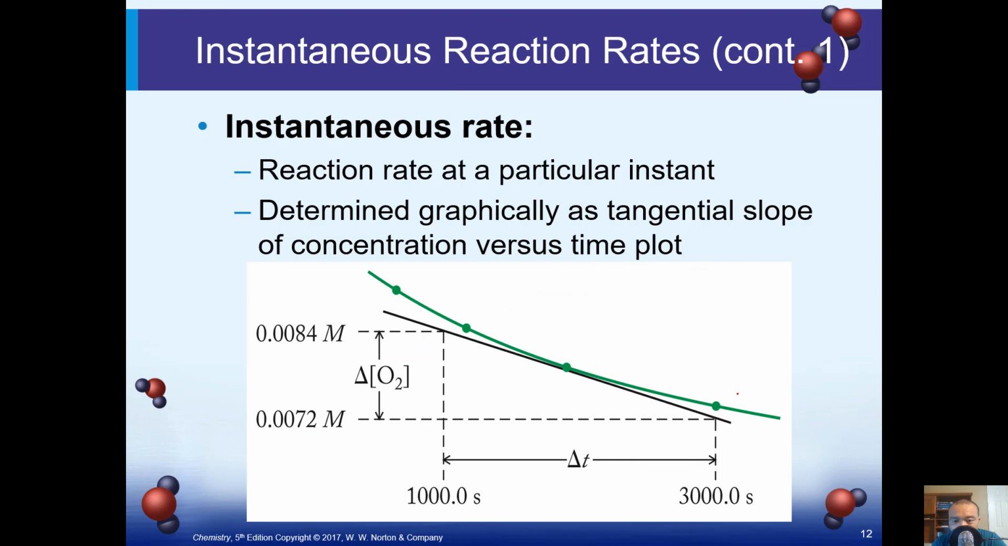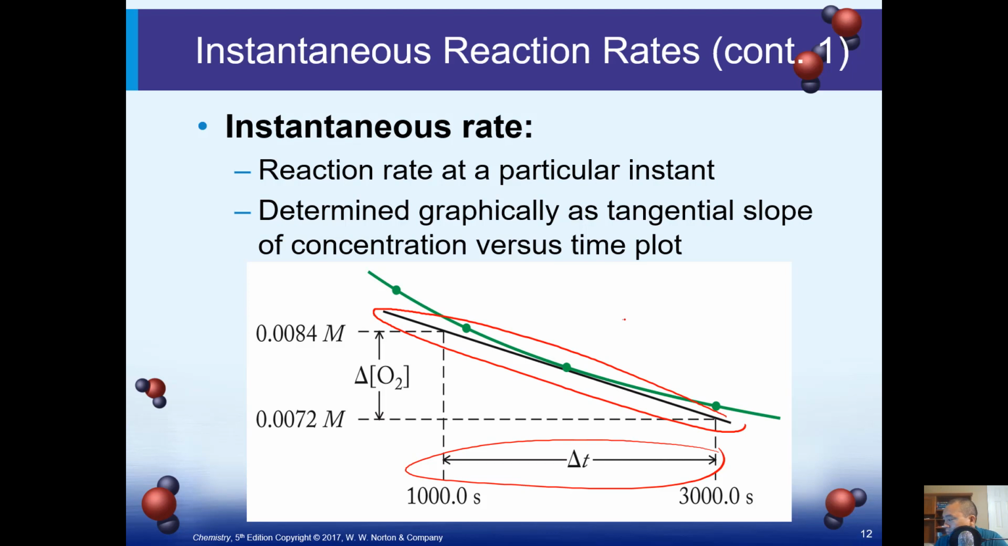The instantaneous rates can be seen more clearly as the tangential slope in this expanded section of that oxygen curve, using the change in concentration between 1000 and 3000 seconds to calculate the slope at that point in time.